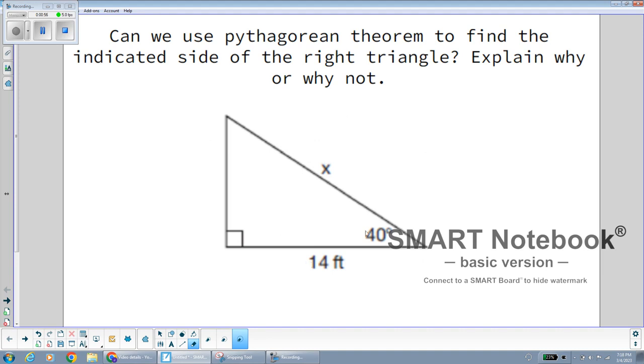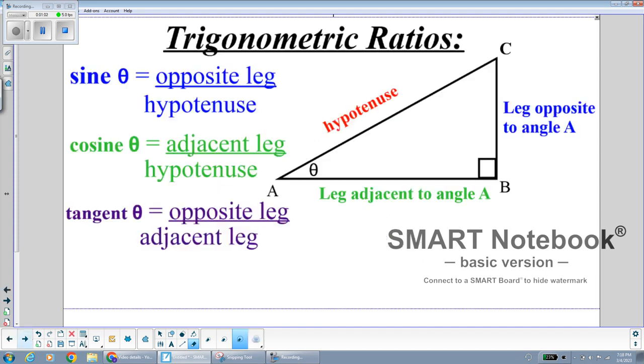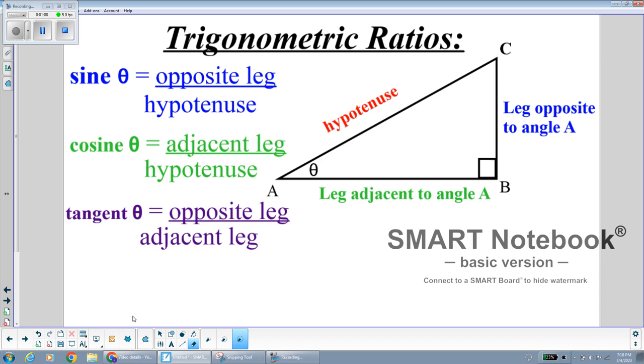Keep in mind here, we do have angle measurements, and that's going to be important a little bit later. We're going to talk about something called trigonometric ratios, or trig ratios. And we have three main trig ratios. These ratios are going to become important a little bit later on because we're actually going to use them to find missing sides and missing angles of right triangles. So we have sine, usually abbreviated as SIN. We have cosine, usually abbreviated as COS, and we have tangent, usually abbreviated as TAN.